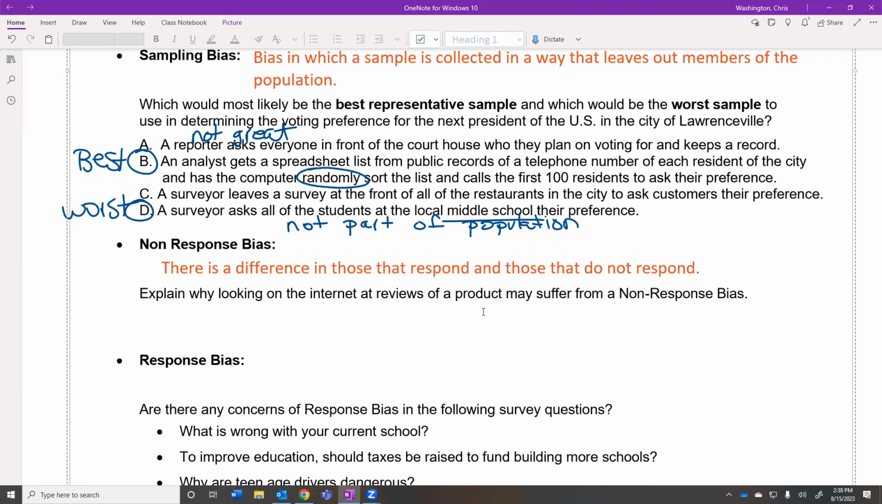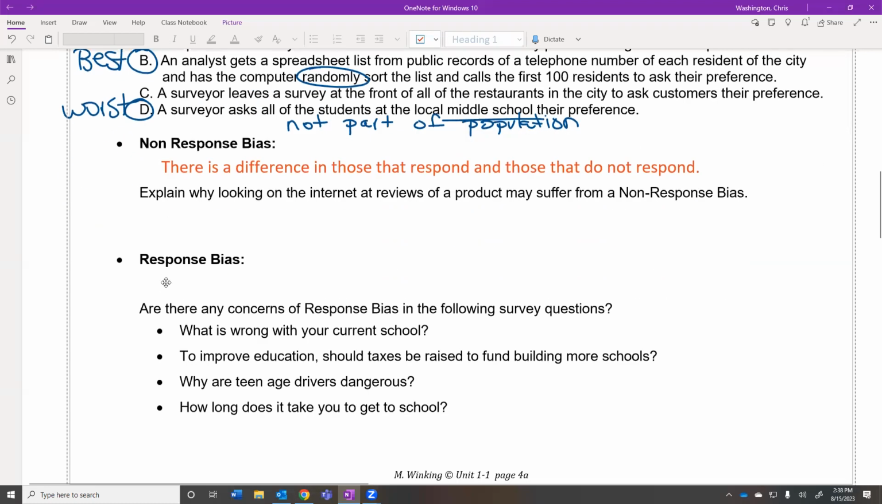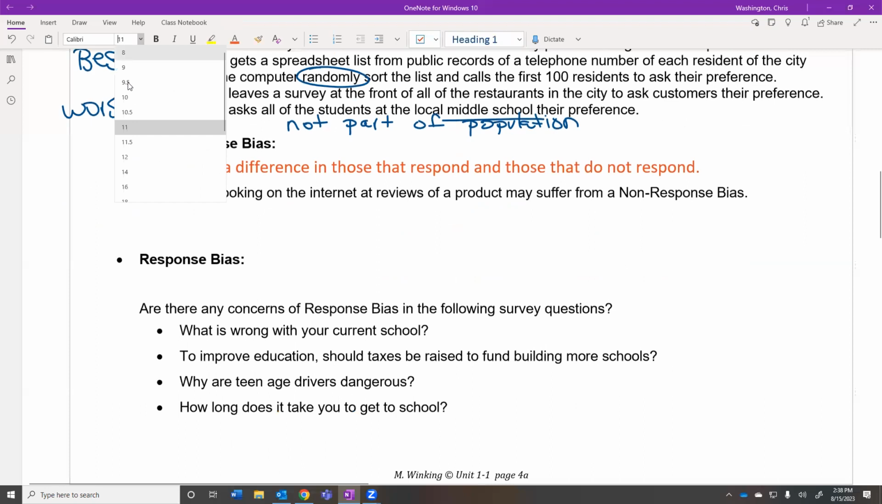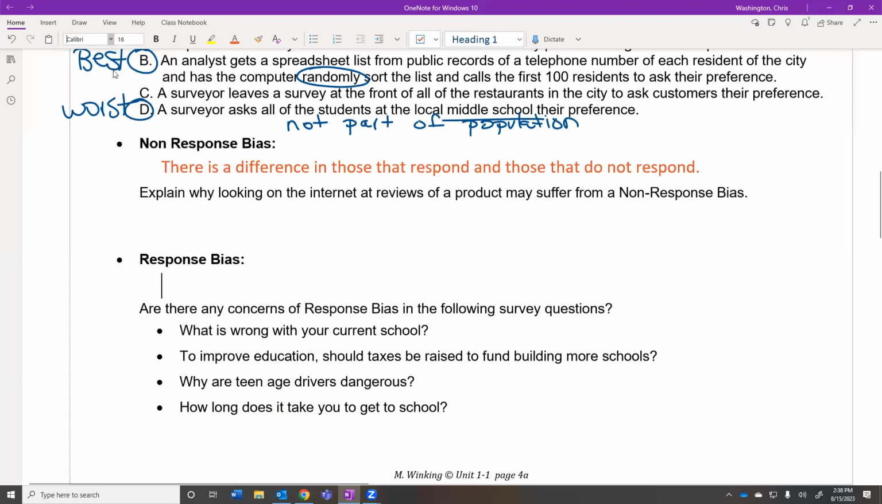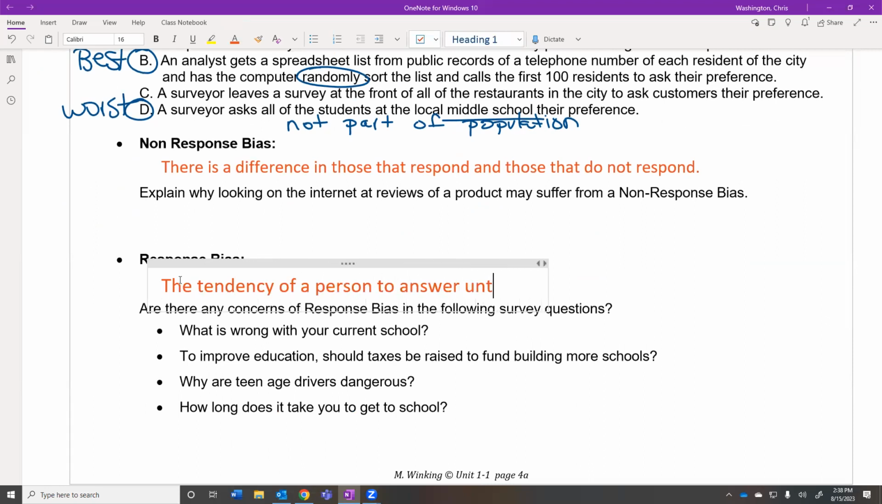Response bias. How can we actually get bias from somebody's response? And that happens sometimes as well. We could get bias the way people respond to the questions that we ask them. So possible response bias could be the tendency of a person to answer untruthfully.